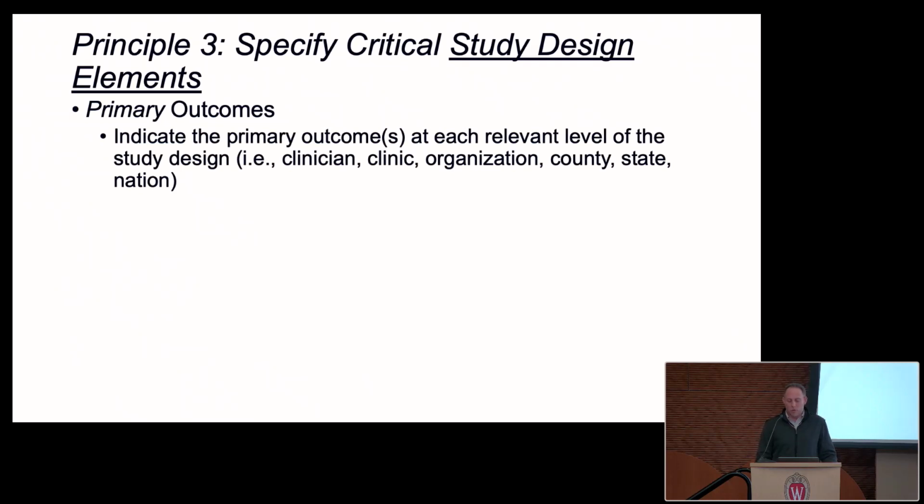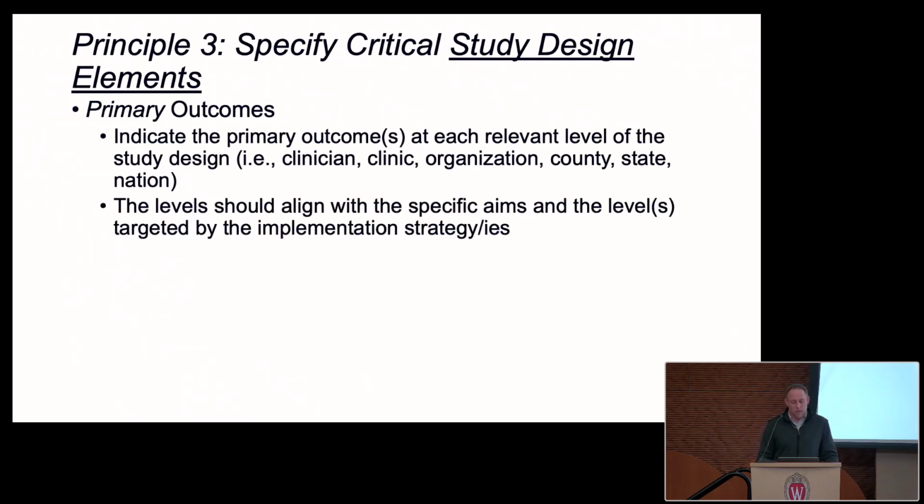And this might actually be at multiple levels depending on your study design. One thing I do want to point out is the levels should align with the specific aims and the level targeted by the implementation strategy. I still see this issue a lot as a reviewer, both of papers and grants, where someone's ultimate primary outcome is actually at a different level than the implementation strategy, which just doesn't make a lot of sense in most situations. I know Danny's giving me the face I put on when I see these grant proposals. I'm like, are you serious?